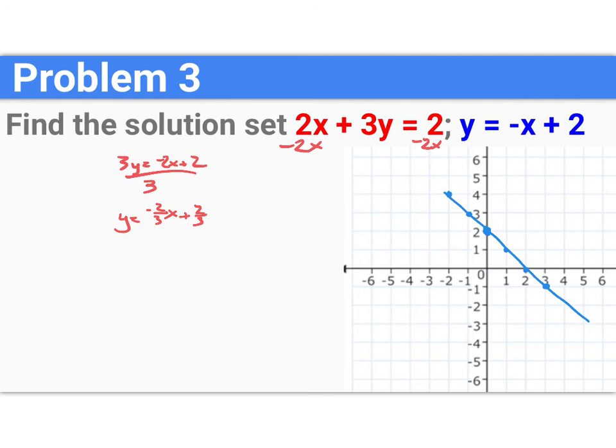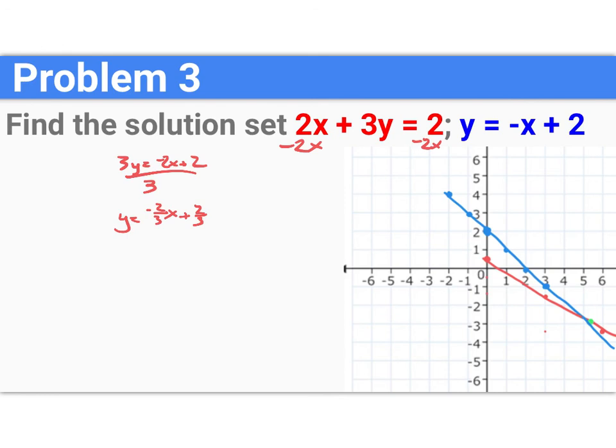When x is 0, y is 2/3. So we're here. We go down 2 and over 3, down 2 and over 3. So it looks like it's going to intersect down here somewhere, somewhere in between 5 and 6 and right around 3. So we will see in the next video where we solve systems of equations by substitution.